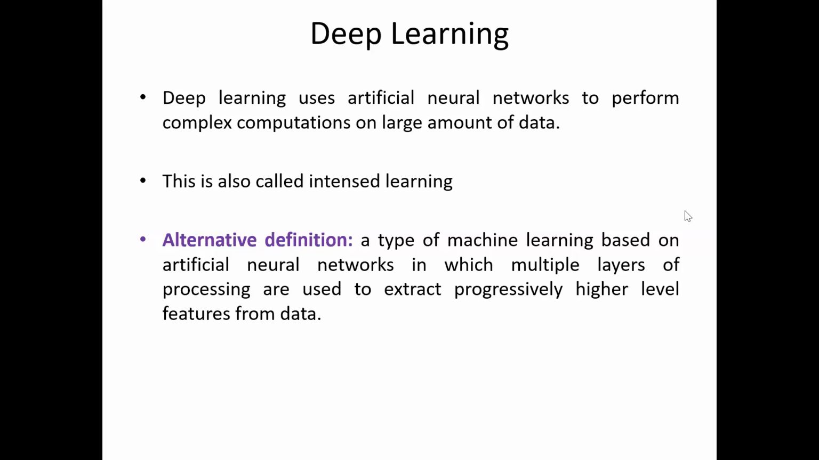Linear, it can easily solve linear equations, non-linear equations, and all. And another alternative definition of deep learning is a type of machine learning based on artificial neural networks in which multiple layers of processing are used to extract progressively higher level features from data. Because when you talk about data, the data can be anything.